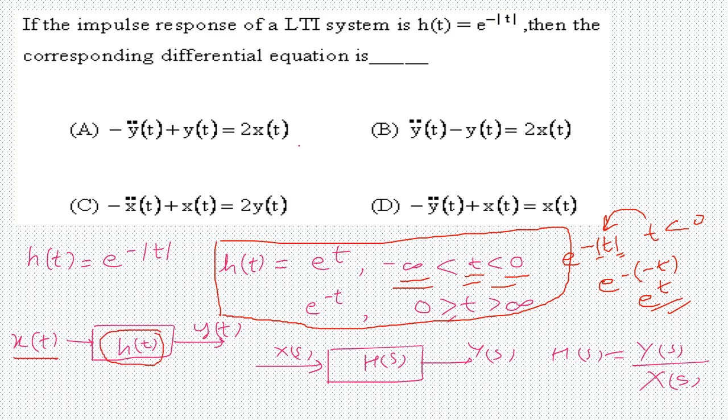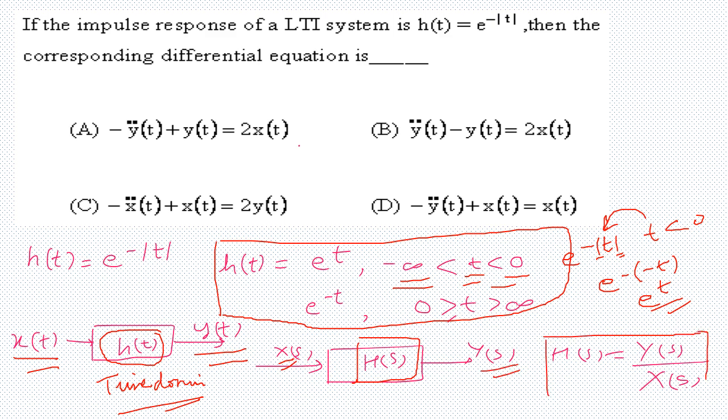Now the input is x of t and the output is y of t. This is in the time domain. In the frequency domain it is going to be x of s, the transfer function is h of s, and the output is y of s. These are related by the equation h of s is equal to y of s over x of s. These will be useful for us, that's why these are being defined. So now let us proceed and solve this question.